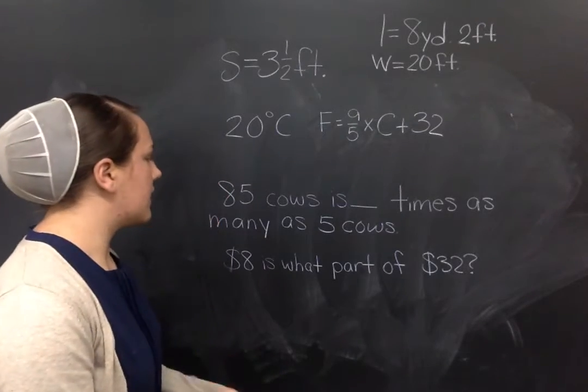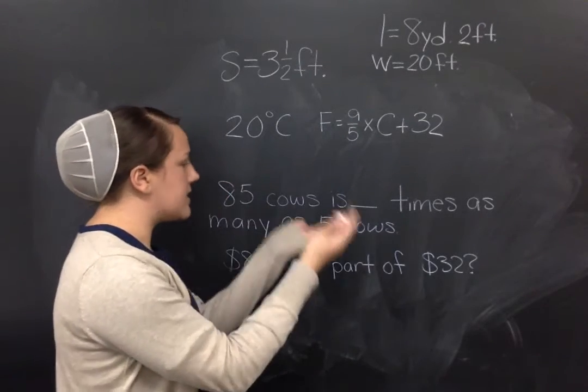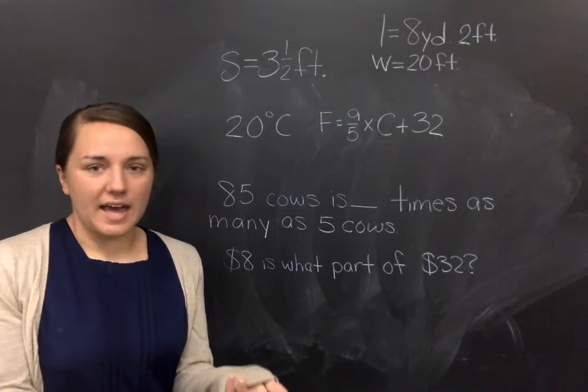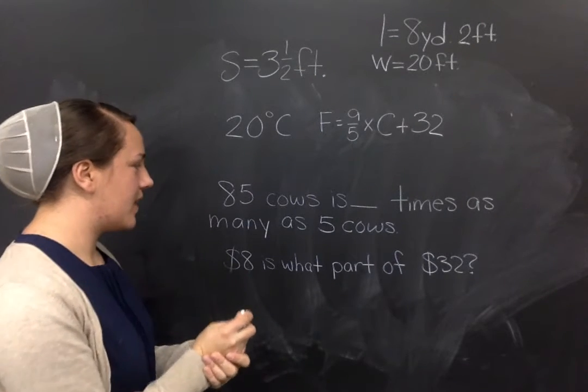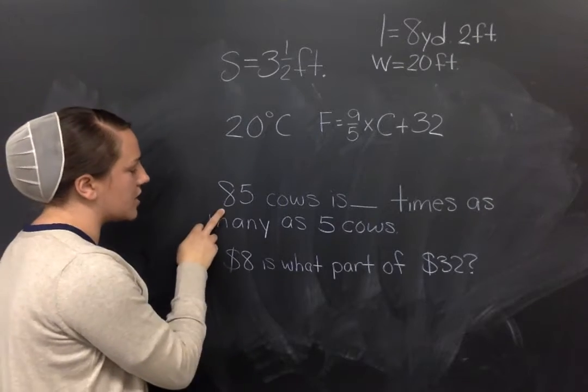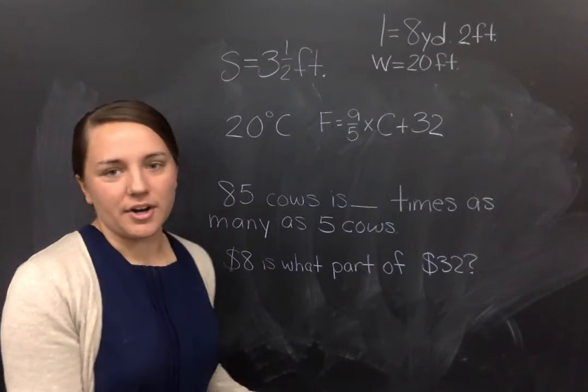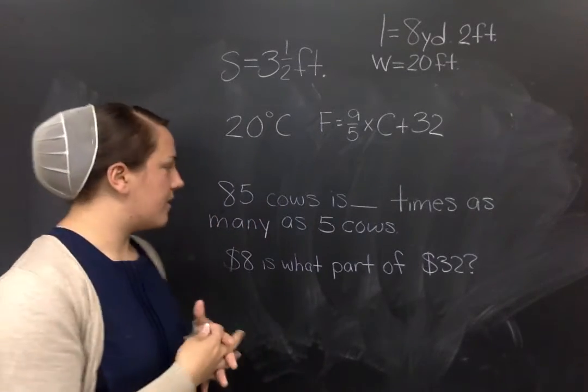So if we have something like 85 cows is how many times as many as 5 cows? How can we figure out how many times more that is? And what we're going to do is take our larger number and divide it by our smaller number. 85 divided by 5.